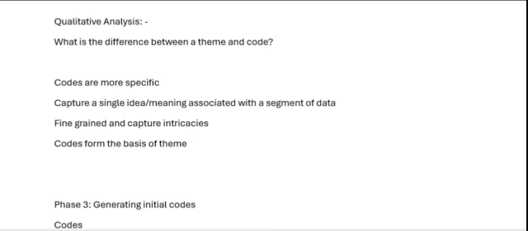Six phases for analysis, Braun and Clarke, 2019: familiarizing yourself with the dataset, coding, generating initial themes, developing and reviewing themes, refining, defining and naming themes, and writing up. Analysis is not linear. The phases are designed to be used as a tool that facilitates the process.